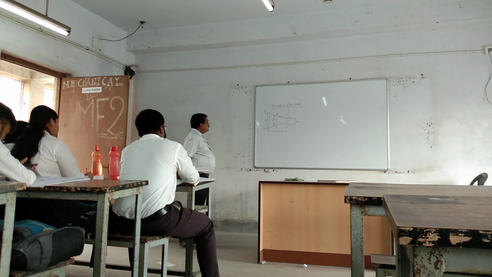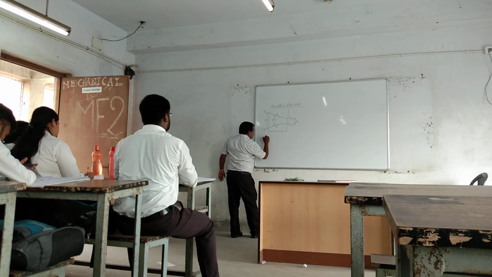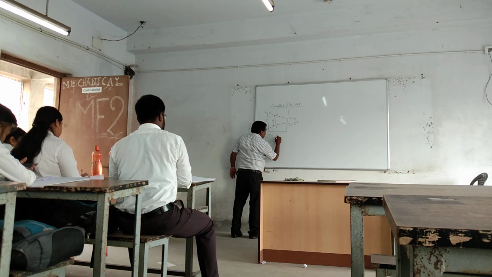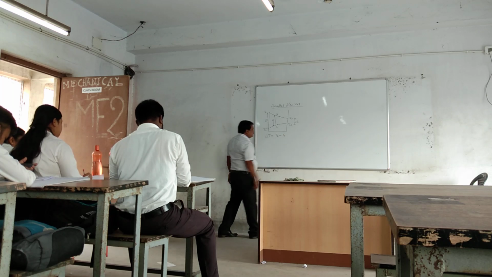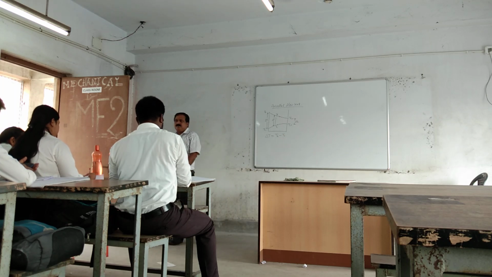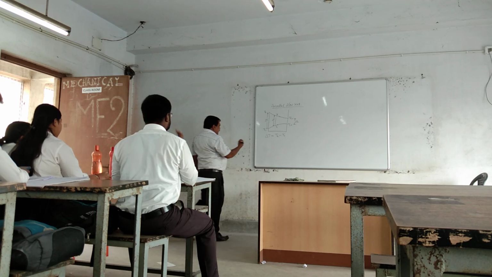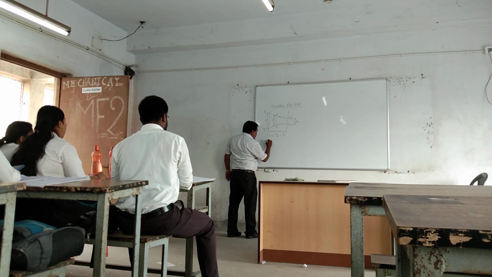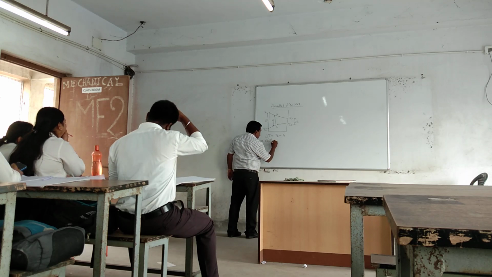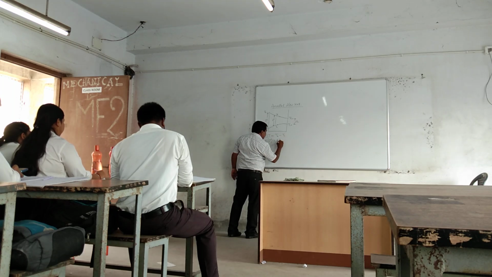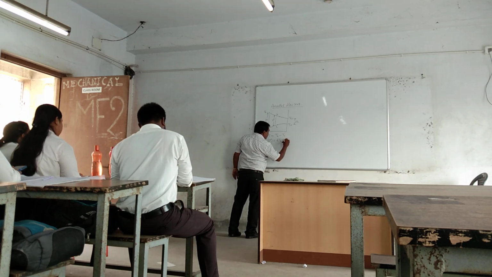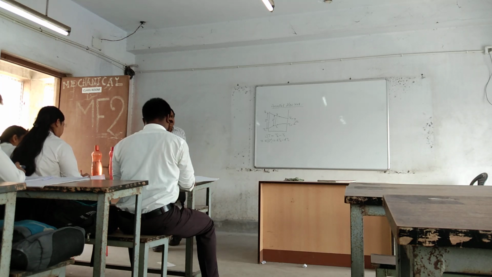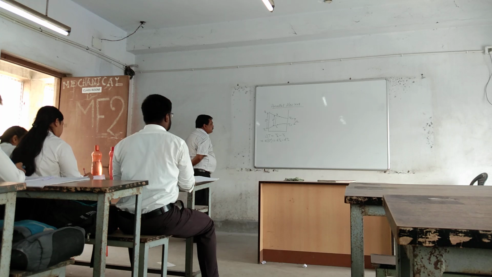So what can you write? Delta T is nothing but TH minus TC. To differentiate it, what can you write? d of delta T, which is nothing but dTH minus dTC. Can you write this? Yes.